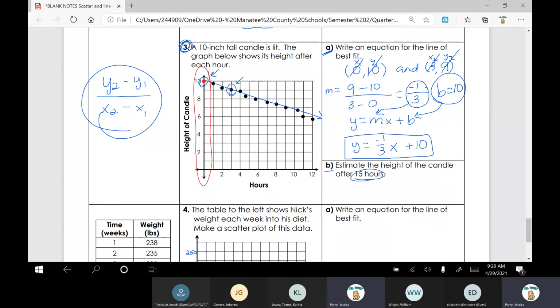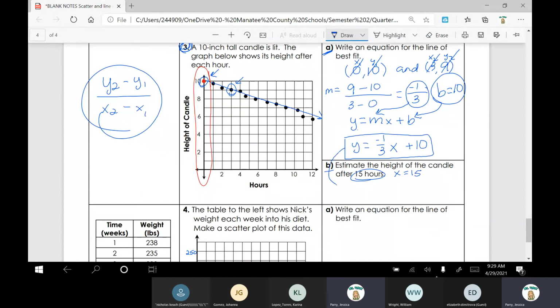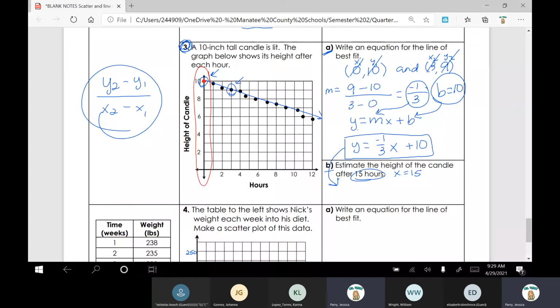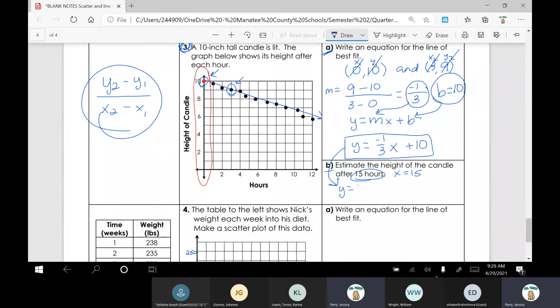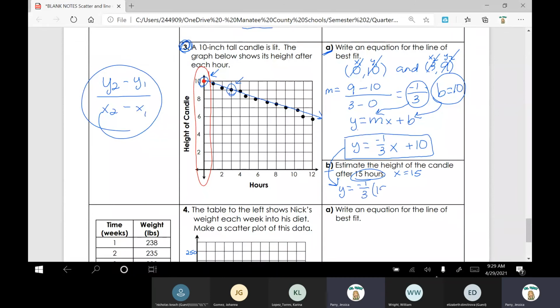This is very similar to saying x equals 15. So let's take this formula, rewrite it, plug it in. Instead of x, we're going to plug in a 15. So I've got y equals negative 1 over 3. Instead of x, I've got 15 and then plus 10. You would go ahead and solve.